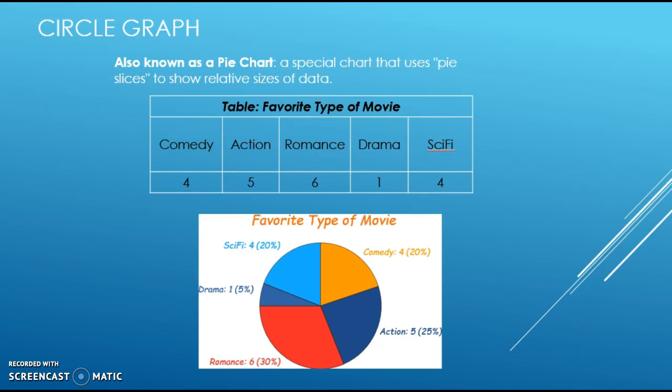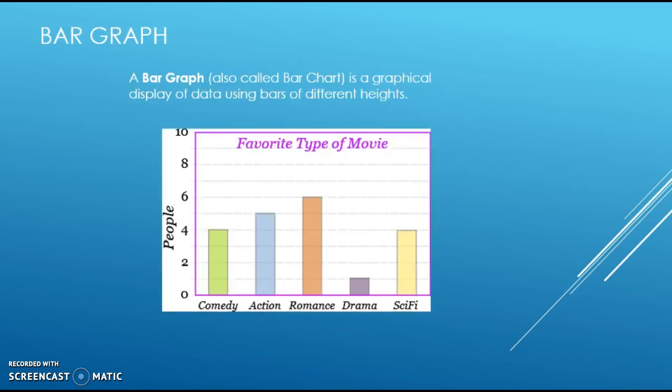Now, the same data can also be displayed in what's called a bar graph. So here's a bar graph. A bar graph is different from a histogram. If you see all the lines touching, crammed together, that's considered a histogram. This is a bar graph.